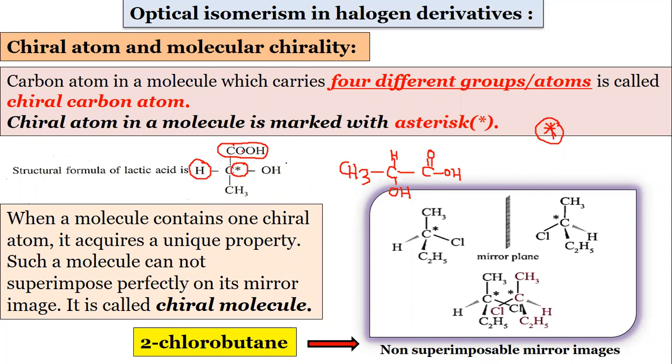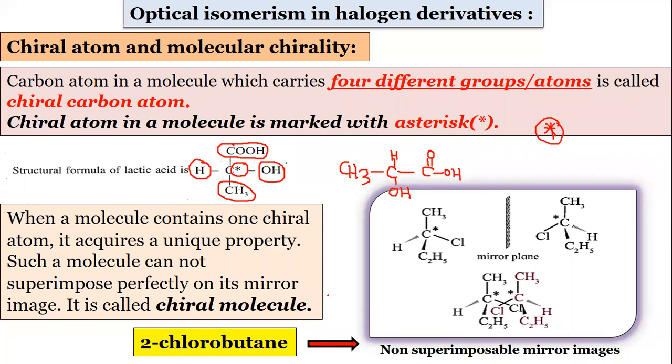Different groups are attached. This is COH, this is hydrogen, this is CH3, and this is OH. When a carbon has four different groups or atoms attached, they need not be functional groups, any four different groups, it is called a chiral carbon. It is shown with this mark, called an asterisk mark.